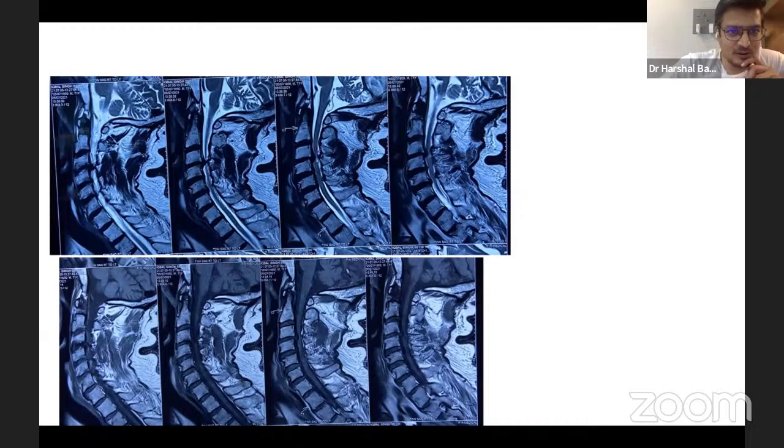Do you find any thickening of PLL here? There is some thickening of PLL at C3, C4, and C5 level, which can be compared with the lower level. It seems to be thickened, but to say whether it is calcified, we need a CT scan.